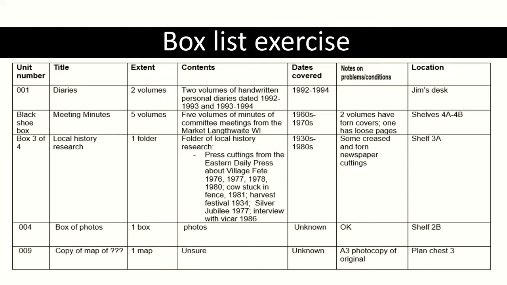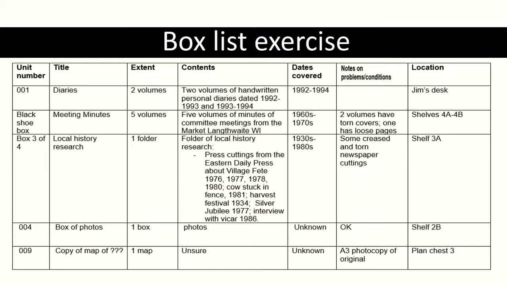Looking at box 3 of 4, this can be a good unit number to ensure stock control. Just make sure you're consistent with the way of numbering throughout the list. This entry also has too much detail in the contents. Listing individual articles is something you would do in cataloguing rather than in box listing.